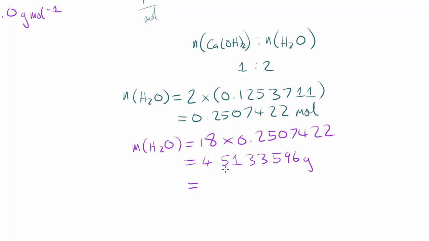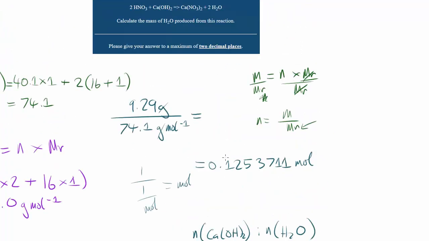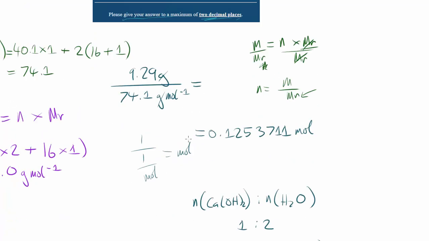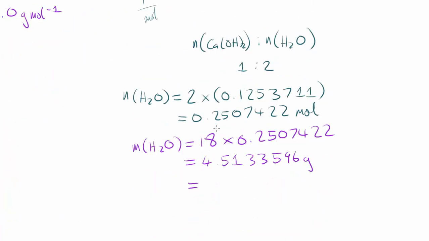Why am I doing this extra step? The reason I'm doing this extra step is simply because of what the question asks for, right? The question says, please give your answer to a maximum of 2 decimal places. So the original answer which you have here in grams, although close to the answer, doesn't adhere to what we need to do for this particular question, which is give the answer to 2 decimal places. It's quite important, right?